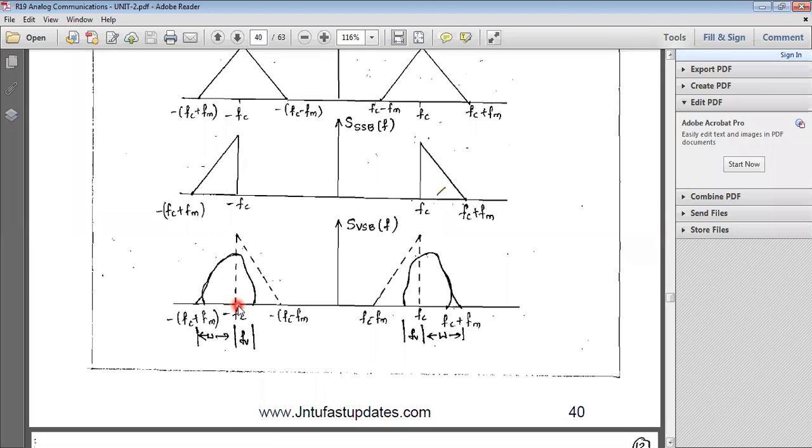Did you get this point? In tomorrow's class, I will explain the VSB technique, VSB modulators and demodulators again. With this technique, you complete the second unit. This is the last technique.